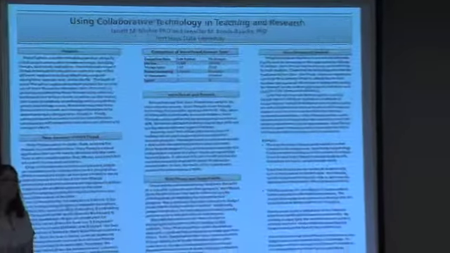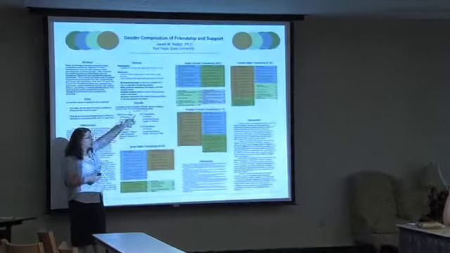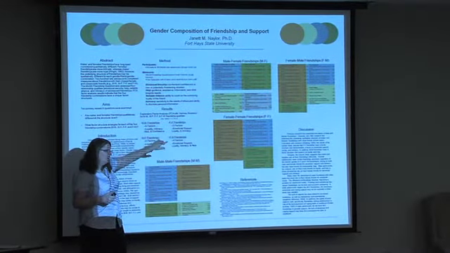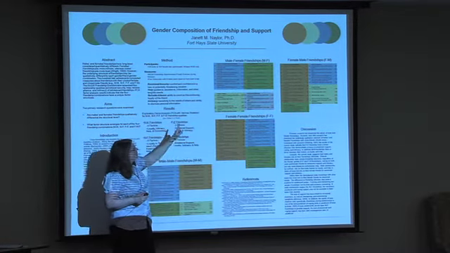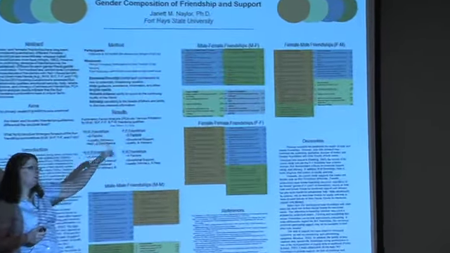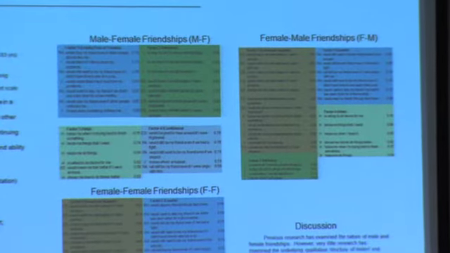Yes? In your earlier examples, I'm just curious, I saw male-female friendships and then a separate graph for female-male friendships. What's the difference? Okay. So this example where it's male-male friendships, this is males reporting on a male friend. So in male-female, it's males reporting on a female friend, and then female-female are females reporting on a female friend, and female-male are females reporting on a male friend. So it was all from one person's perception of that friendship.